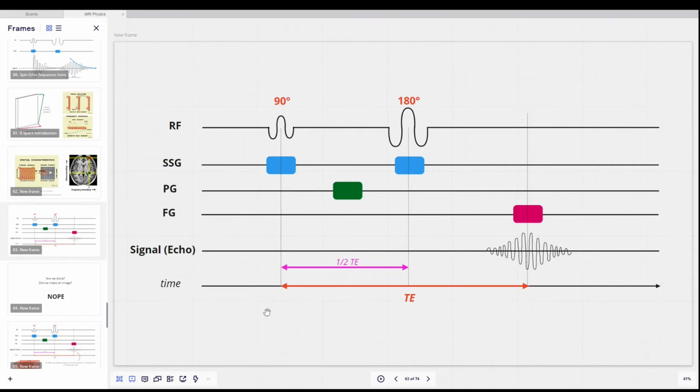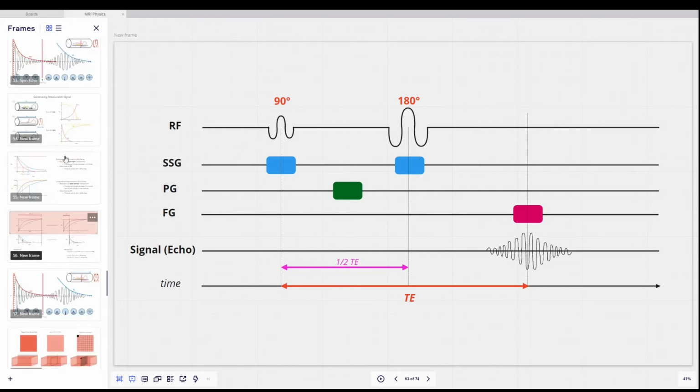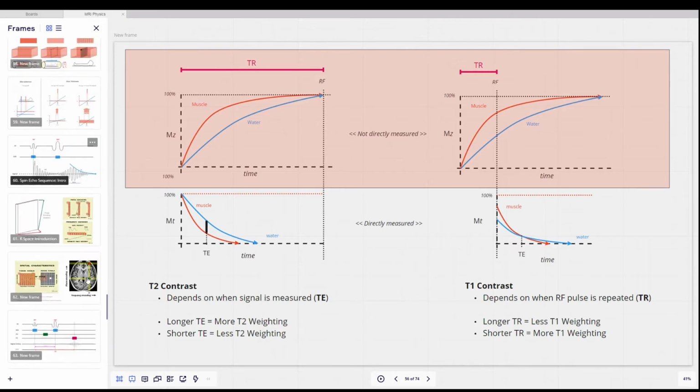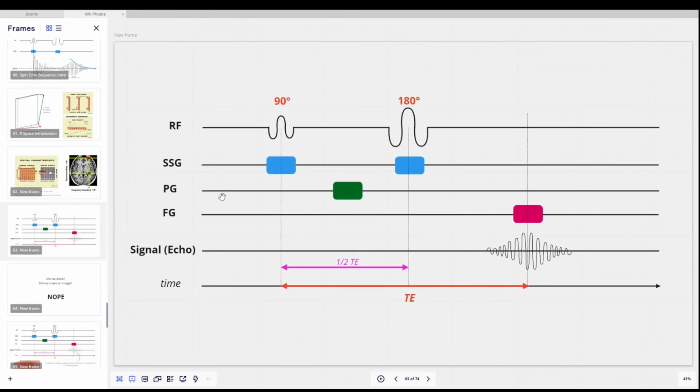A couple more things that are on this diagram. We talked about how the time from when we apply that 90-degree RF pulse to when we measure our signal, that's our time to echo, right? Again, this is nothing new. This is when you apply your RF pulse here on the left, and this is when you listen to the signal, your TE, okay? That's the time difference there. That's all we're talking about here. Nothing different. Time from when you apply your RF pulse to when you measure your signal, okay? So that's our TE.